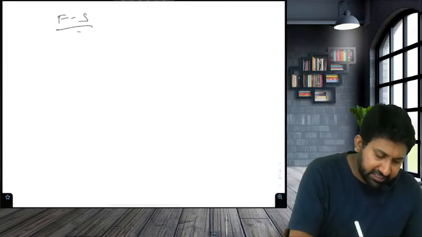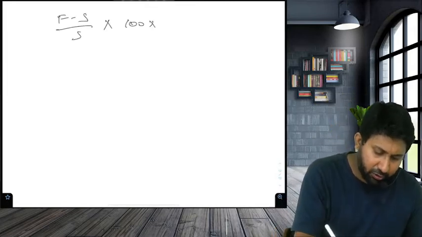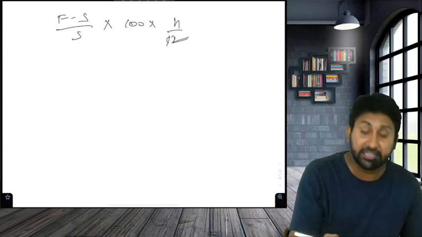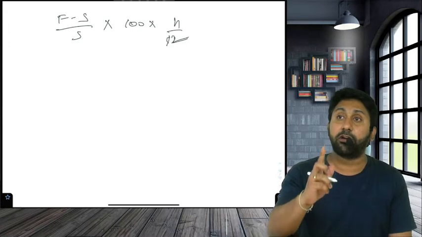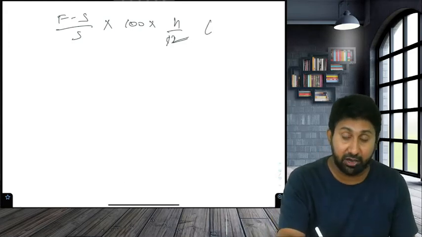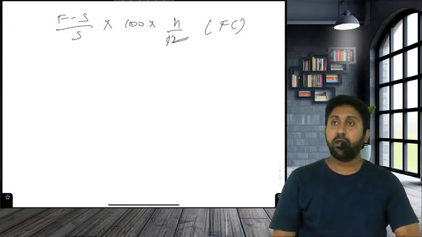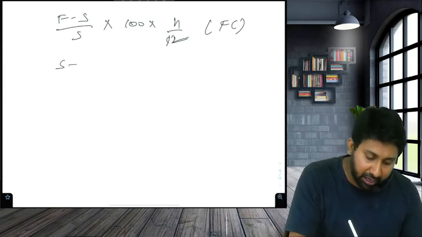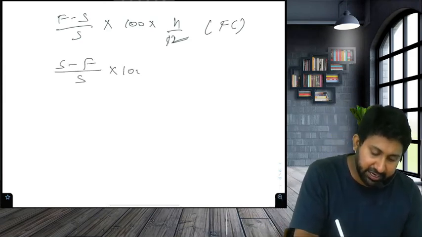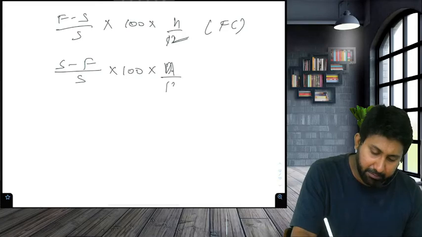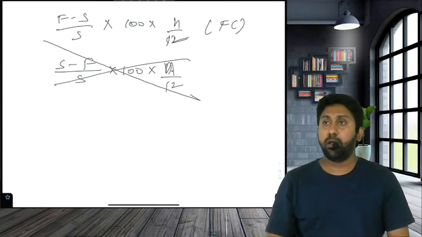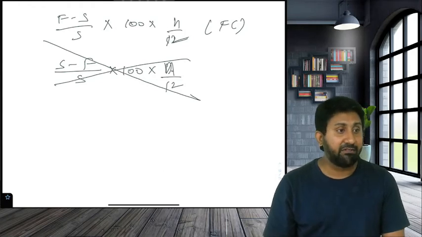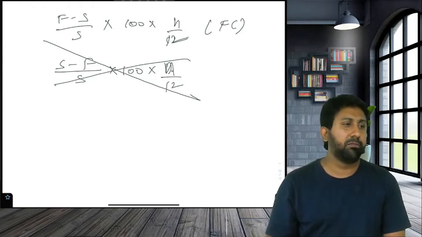Before going into the next conclusion, F minus S by S into 100 into n by 12 is a formula for what? It is the formula for forward premium or discount on a per unit currency, also called the foreign currency. For the home currency, the formula is S minus F by S into 100 into n by 12. But this has no meaning. Theoretically one answer will come, but there is no meaning for that.